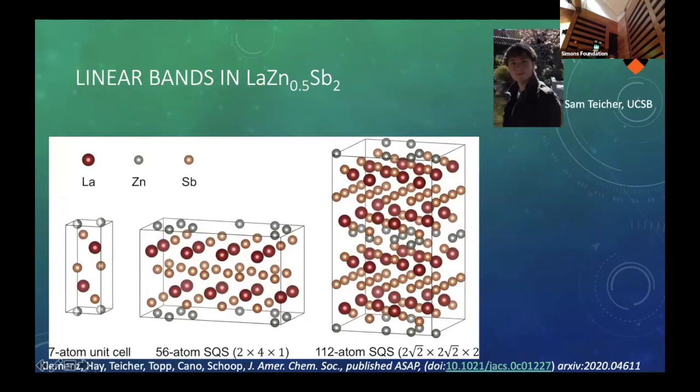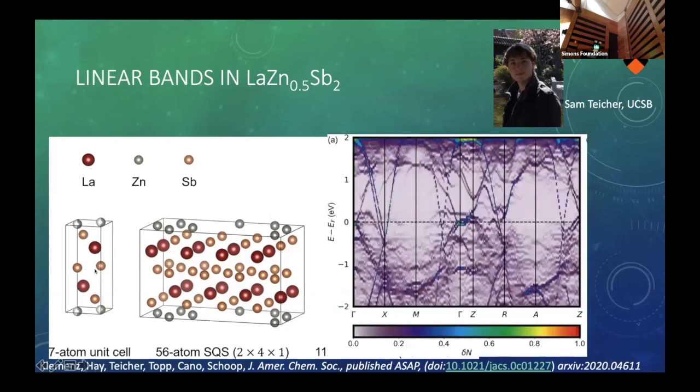This was done by a visiting graduate student from UCSB to our group, Sam Teicher. And this is the crystal structure of the material we're looking at, where the zinc atoms are only half occupied. So he constructed two different types of supercells to model these vacancies and disorders. Then he calculated the band structure, and he also unfolded the band structure again so that it's shown in the Brillouin zone of the subcell. And so this is the band structure you get.